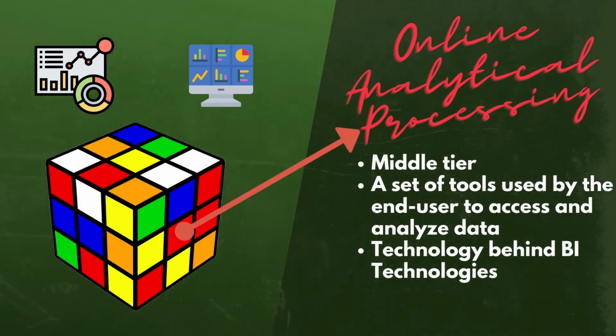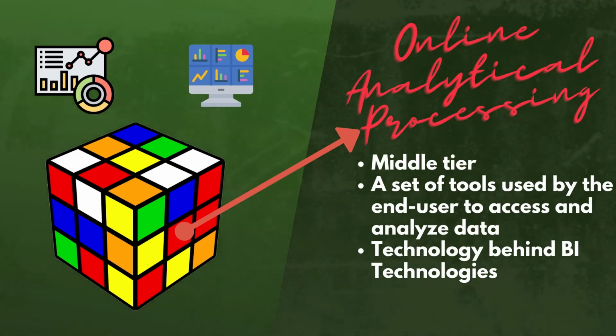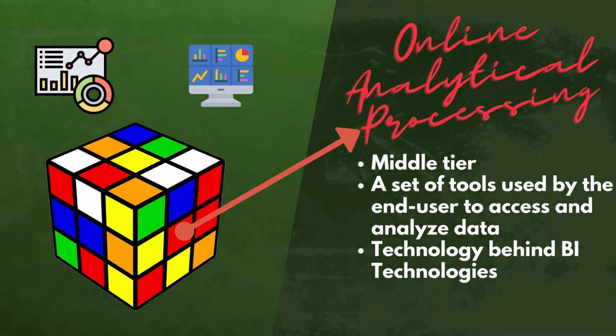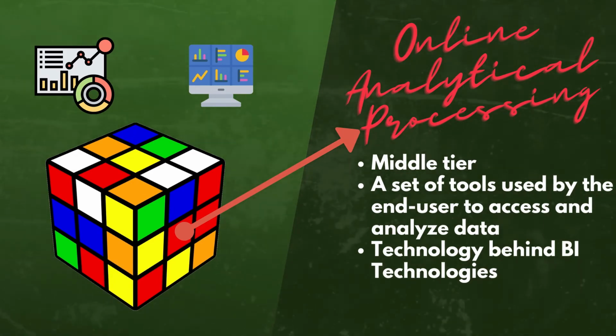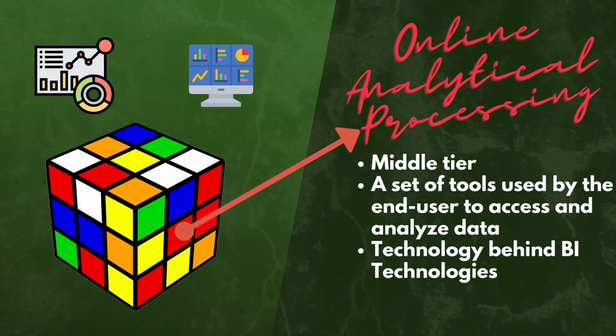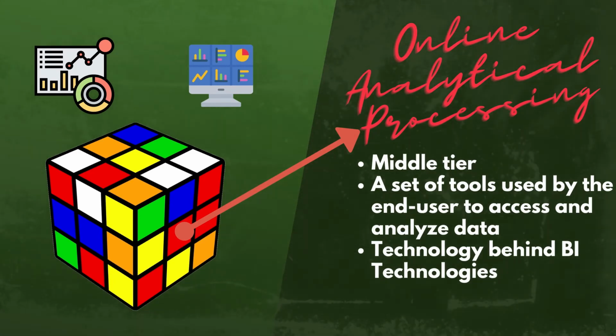One thing we can also notice from here is that the OLAP server is the middle tier and one of the most important components. An online analytical processing server, or OLAP, is a set of tools used by the end user to access and analyze data stored in a data warehouse. It is a technology behind many business intelligence applications.